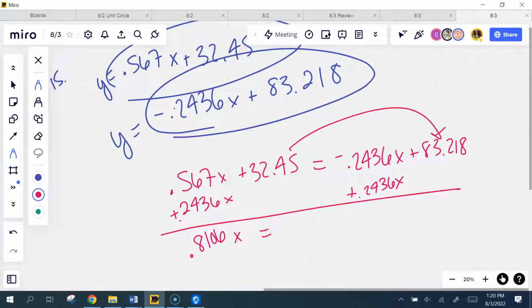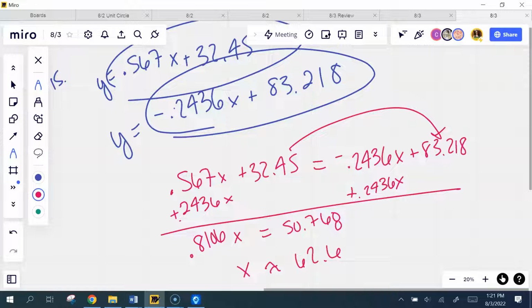I'm going to go ahead and move this one over too while I'm here. 83,218 minus 32.45, 50.768. Divide by... I got 62. Didn't you tell me you got 100? Okay. So about 62.6. What that means is it will take 62 years for the men and women to be at the same percentage of employment.